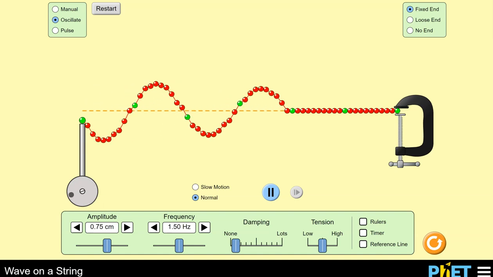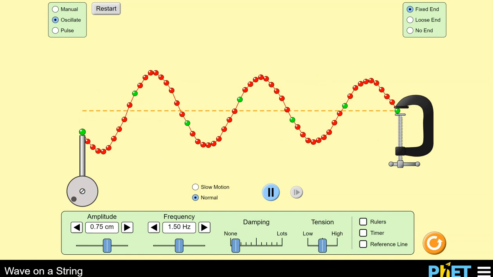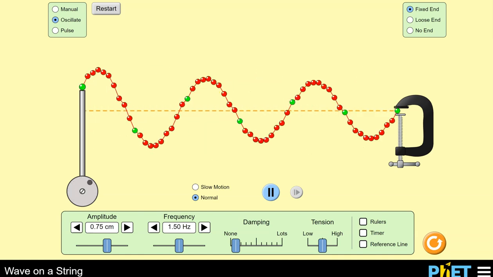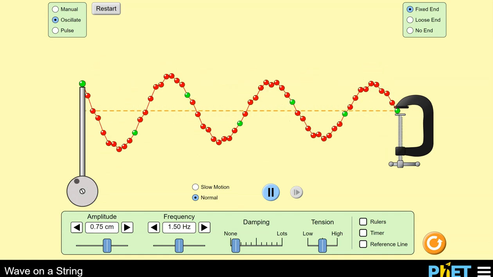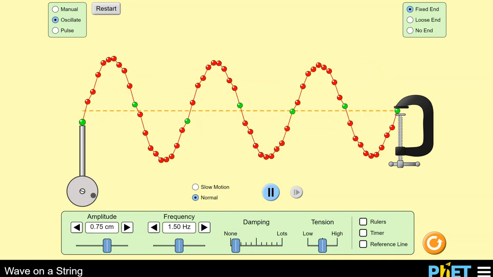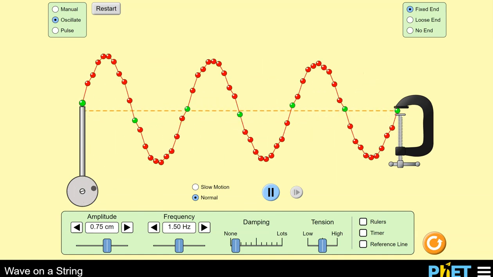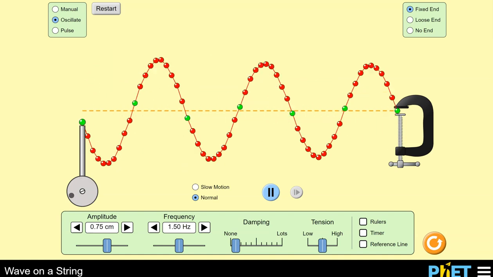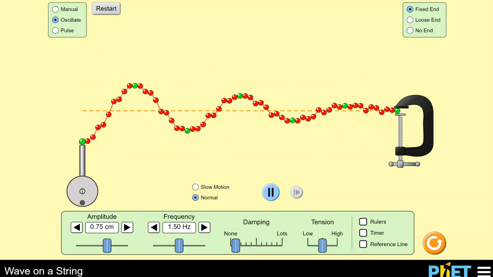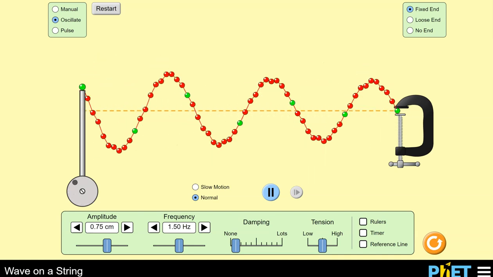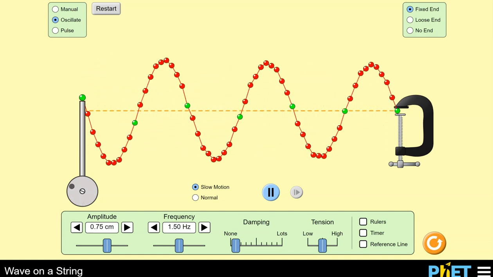If I change this to oscillations so that the green bead on the left is continually going up and down and up and down, every other piece of this string will also go up and down and up and down. So we're watching that happen. If we were to zoom in on any one of these beads, any one piece of the string, I'm going to change this to slow motion for just a sec.